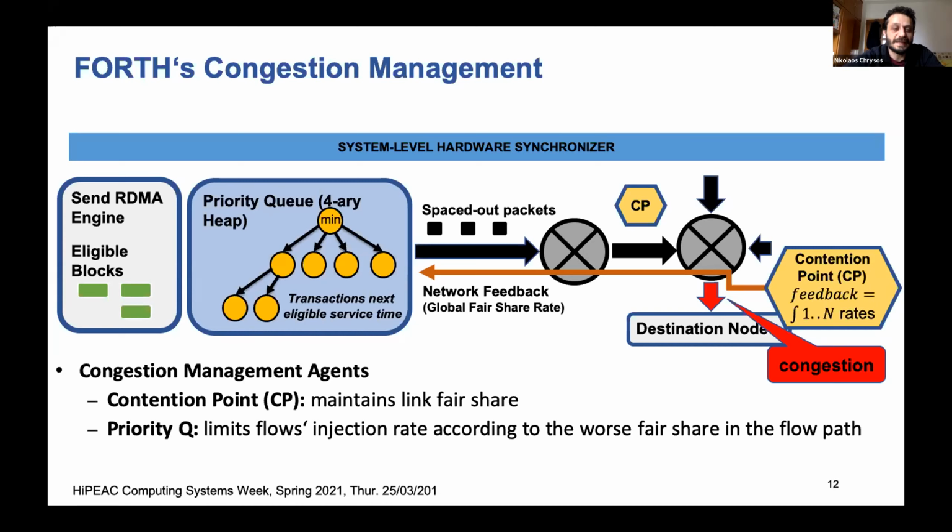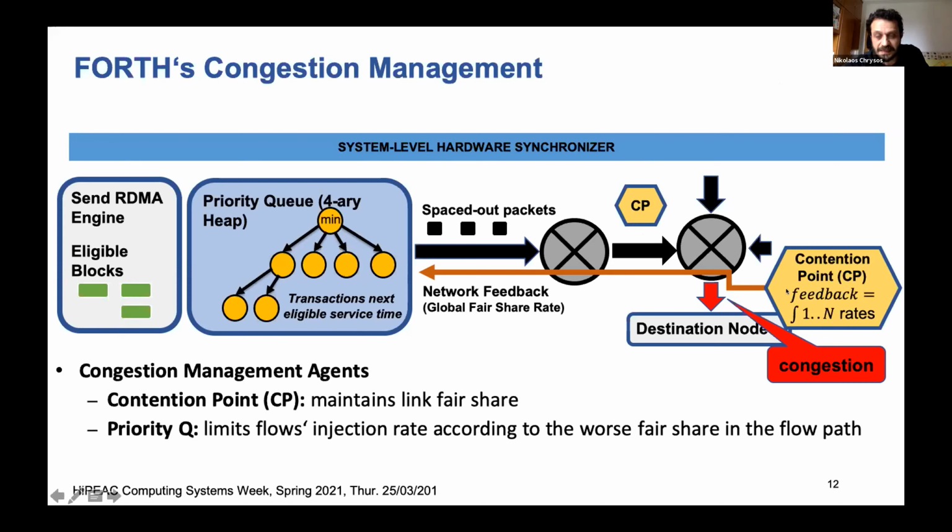These structures are actually on the links. For every link, we have a contention point, which is capable of monitoring the fair share of each flow inside the network. This seems very difficult, but this protocol is designed to be quite simple and efficient. It relies on a system-level hardware synchronizer, which gives pulses to every link, which are semi-synchronous. These pulses are not in the nanosecond range; they are many tens of microseconds. So every tens of microseconds we have a pulse, which synchronizes these contention points inside the network. We have actually built the hardware for that in the XNS and EuroEXA prototype.